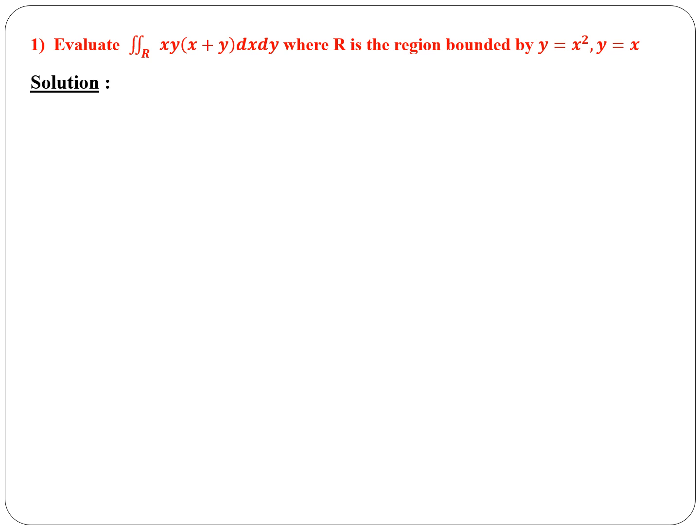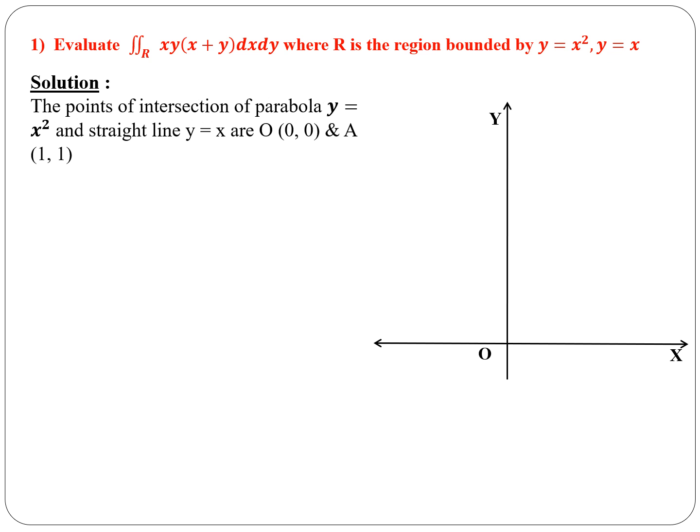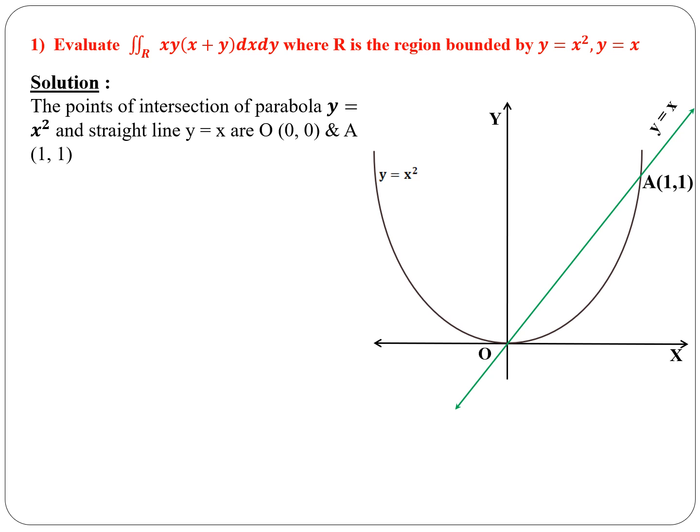Now, the next step is to draw these curves on the xy plane. We have to draw y equal to x squared, a parabola, and y equal to x, a line. This is the parabola y equal to x squared. It is symmetric about the y axis because the powers of x are even. The second is the line y equal to x. It intersects the parabola at two points, O and A.